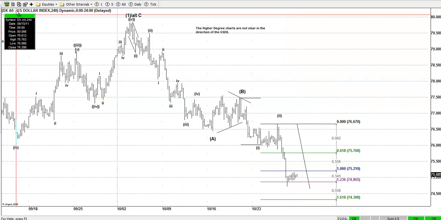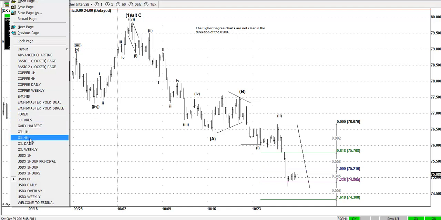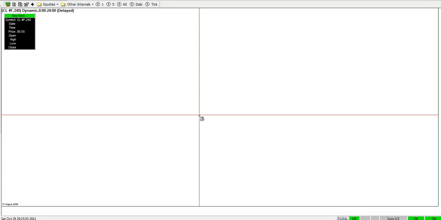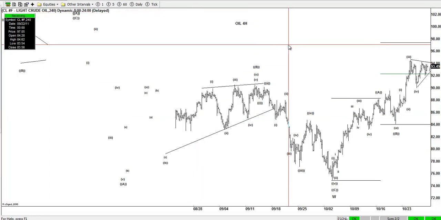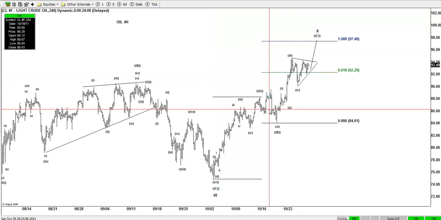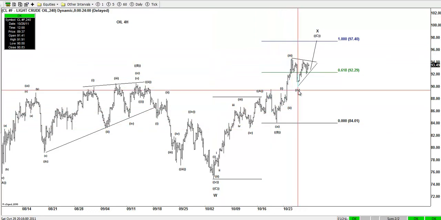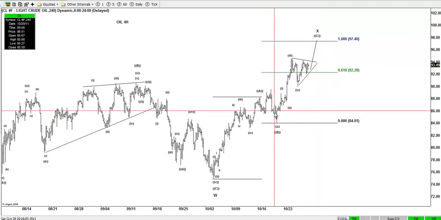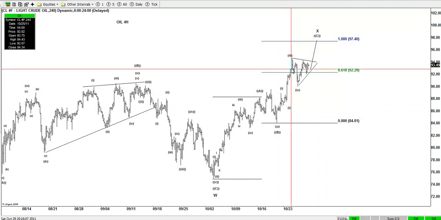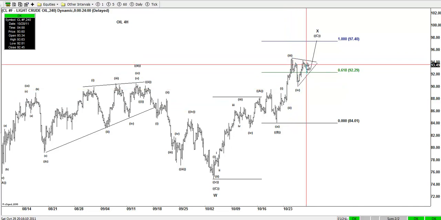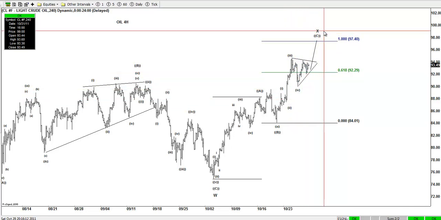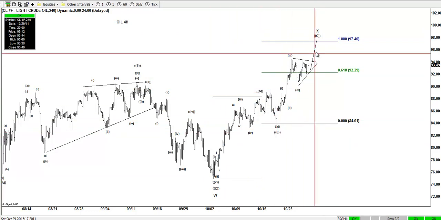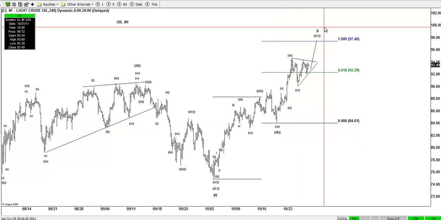Also, we would like to mention the oil trade. If you take a look at the oil, it looks like oil is either 1, 2, 3, 4, 5, looking for 97.40, or oil has 1, 2, 1, 2, nesting to go even higher. So what you have in oil is a 5, a 3, and a 5. So you got 3 waves so far.